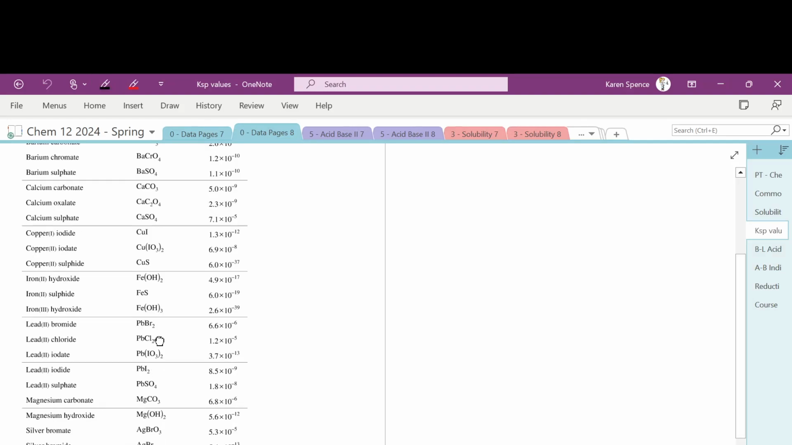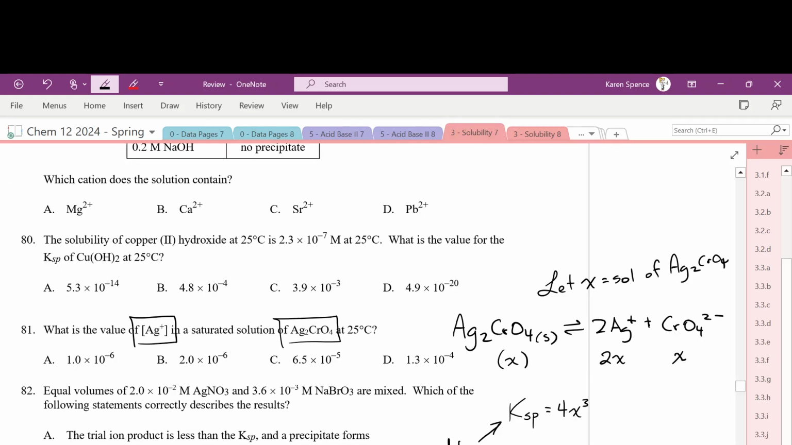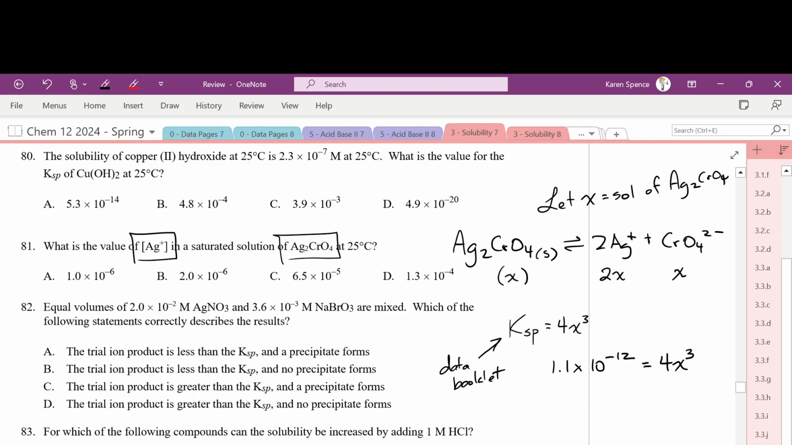Silver chromate, 1.1 times 10 to the negative 12 equals 4x cubed. Do you guys want me to show you the algebra or just go for the money? Okay, so x then is equal to the cube root of 1.1 times 10 to the negative 12 divided by 4, which is 6.5 times 10 to the negative 5.